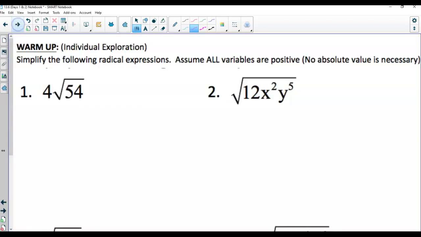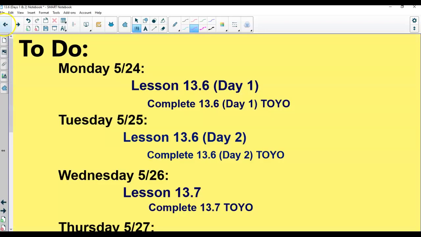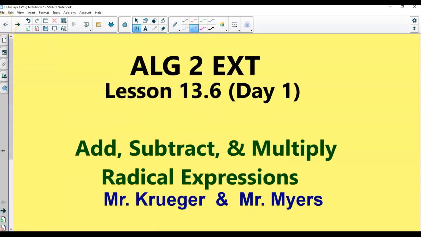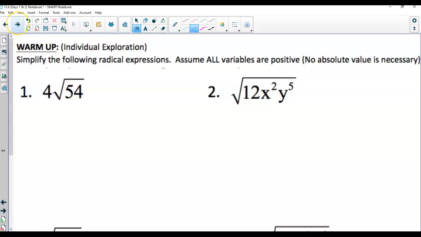All right, so what we're doing here today, we are adding, subtracting, multiplying and dividing. Dividing was going to be day two, but I'm doing it all in day one. Radical expressions. So what I got here for you is 4 warm-up problems that kind of go back. Why don't you come back and simplify these radical expressions? Assume all variables are positive, which means you do not need to worry about absolute values. So why don't you hit pause and give these a shot, and I will be back with the answers.